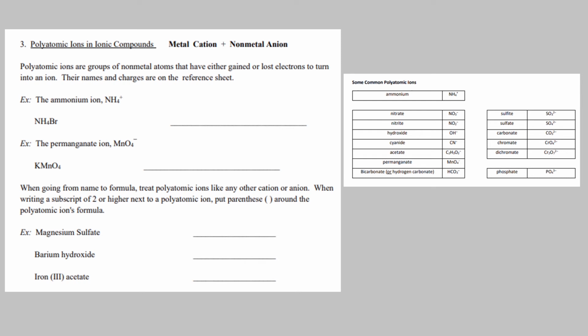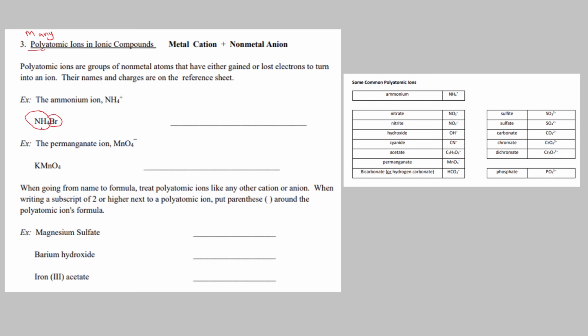Let's learn rule number 3. This rule involves polyatomic ions in ionic compounds. Poly means many. So a group of many atoms with a charge is called a polyatomic ion. These polyatomic ions can be cations or anions. You can find their names from the nomenclature reference sheet. First thing that we will do is identify our cation and anion. So in this, NH4 is our cation, and Br is our anion.